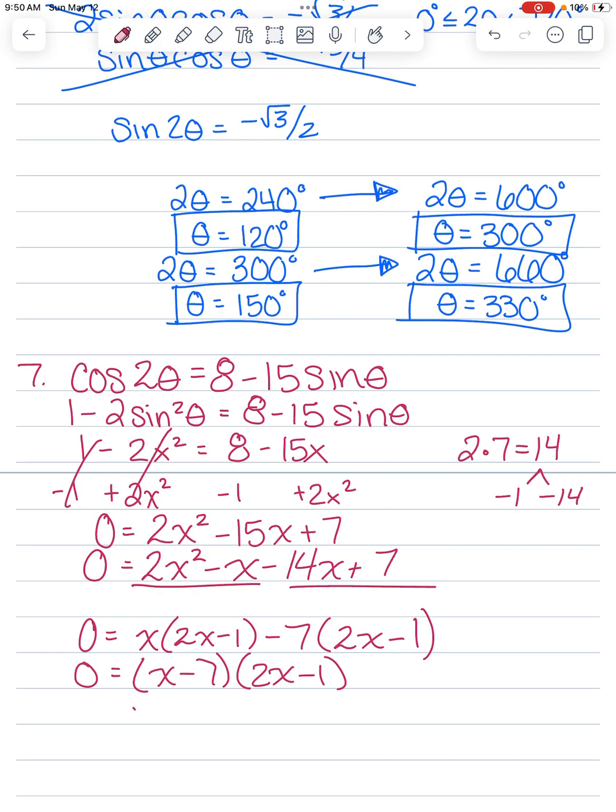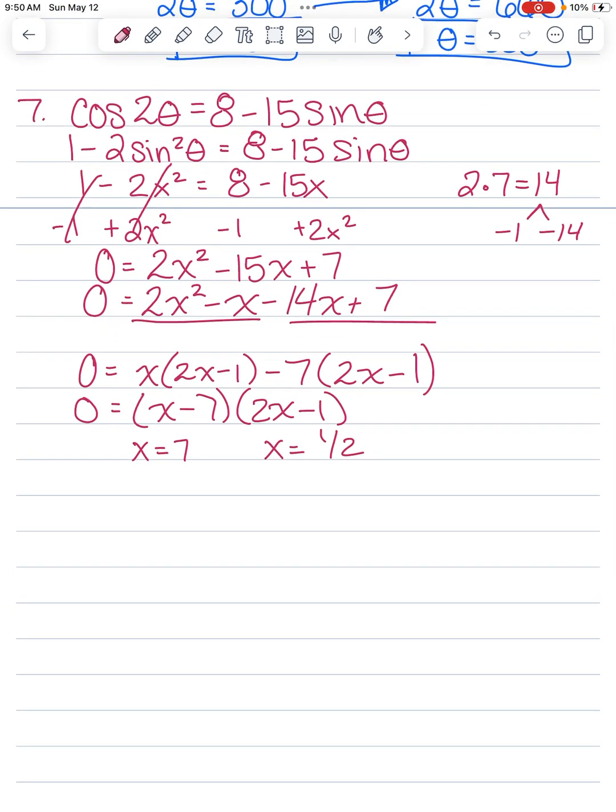So, split and solve, x equals 7. Add 1, divide by 2, x is 1/2. But x was taking the place of sine, and sine will never be 7. So sine equal to 1/2. Sine is 1/2 at, what's our root? We're still doing degrees between 0 and 360, so sine is 1/2 at 30 degrees and at 150 degrees. Plug them both back in, they both work.